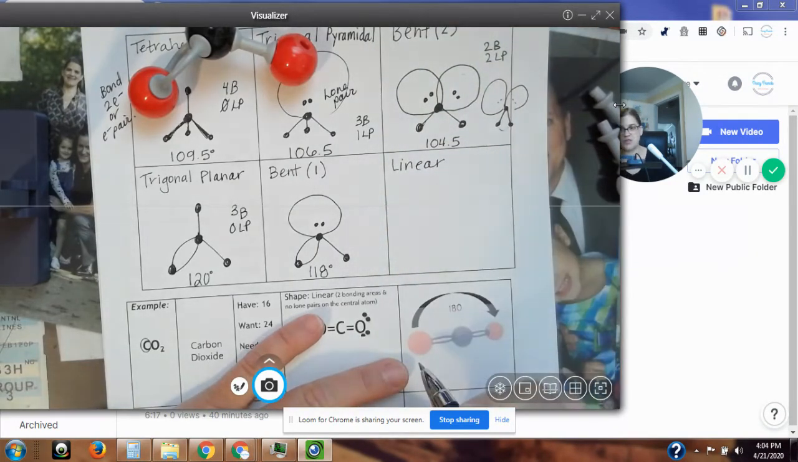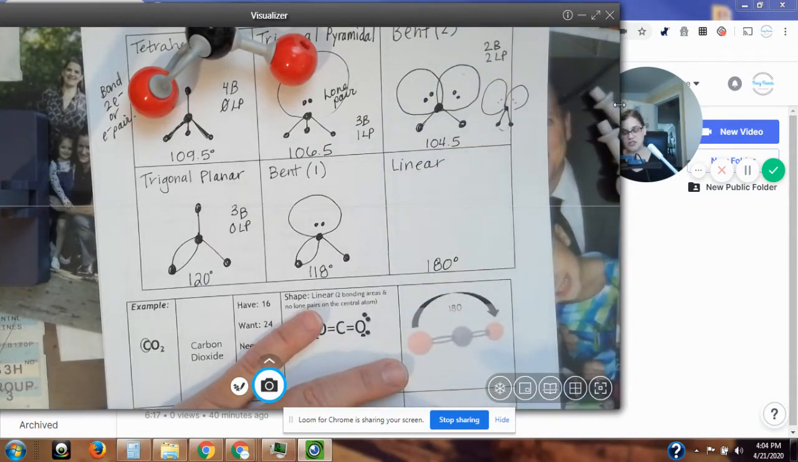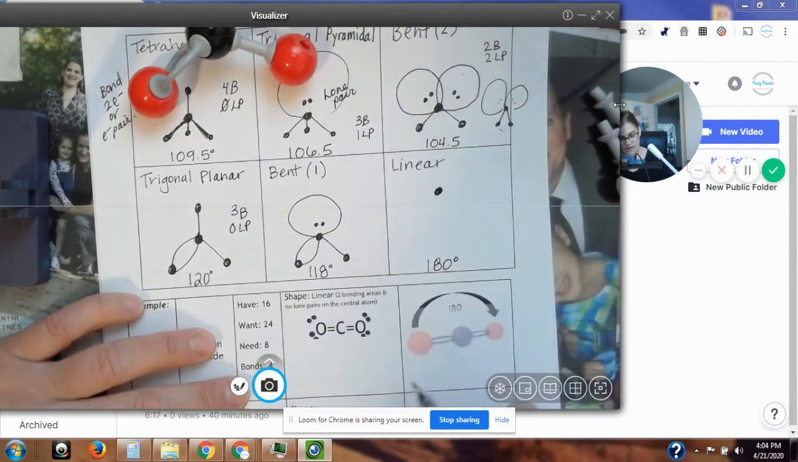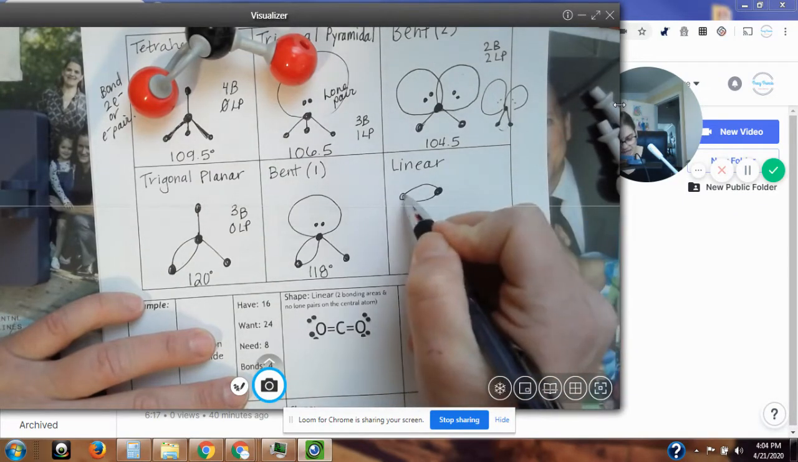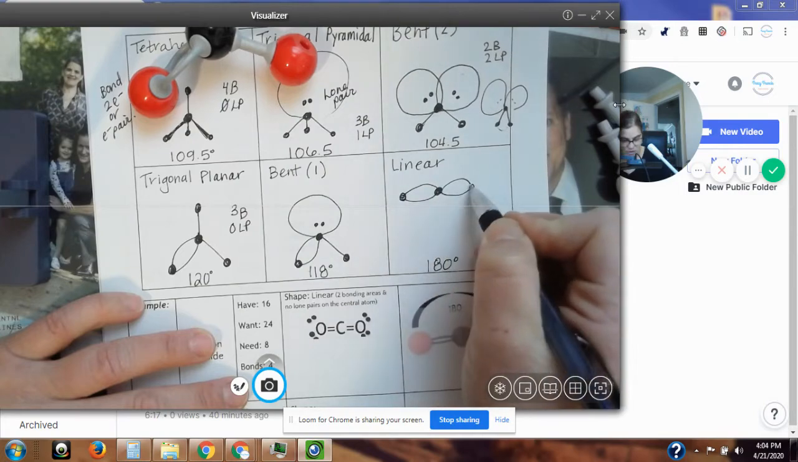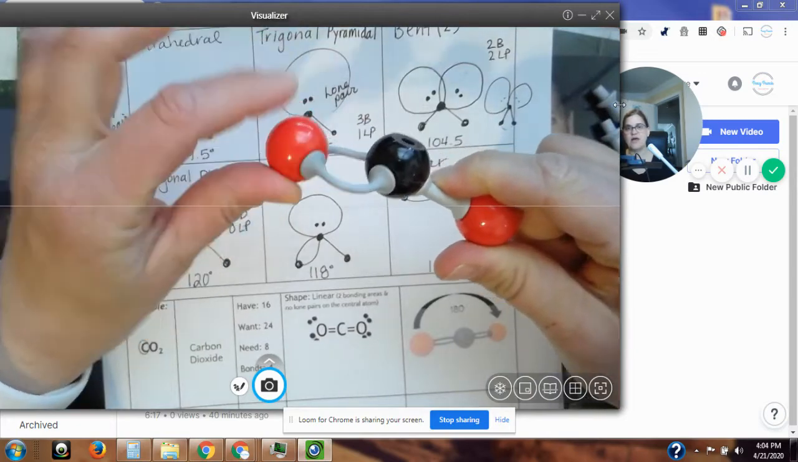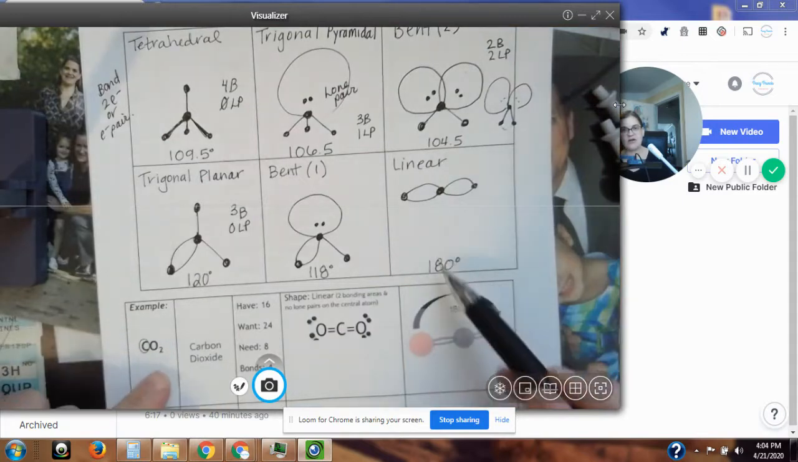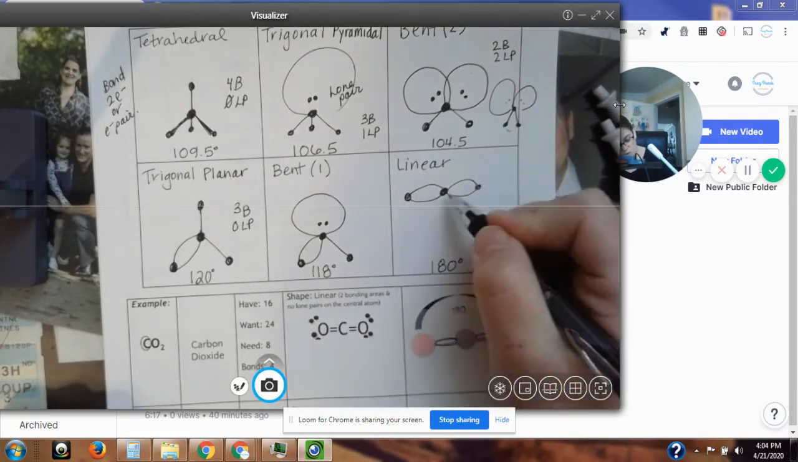Okay, and you can imagine with a linear, we've got 180 degrees, and there are two different situations with linear. So I'm going to draw a central atom up here, and with the linear, what we can have is a double bond to the left and a double bond to the right. Now, honestly, I forgot my extra double bonds, so you'd have to imagine a double bond over here, but if you notice right down here in my example, do you see this double bond and this double bond? And do you see how it's quite linear?